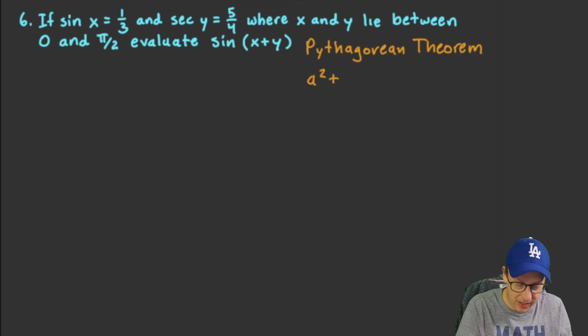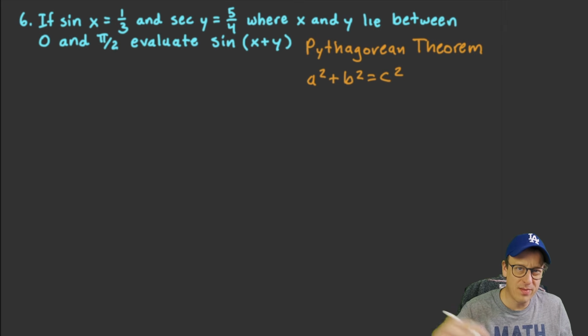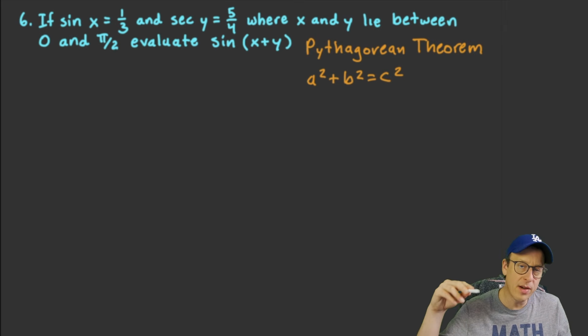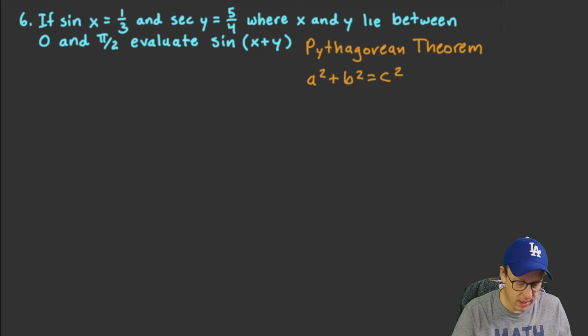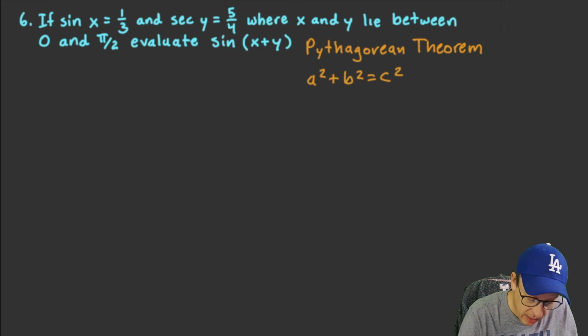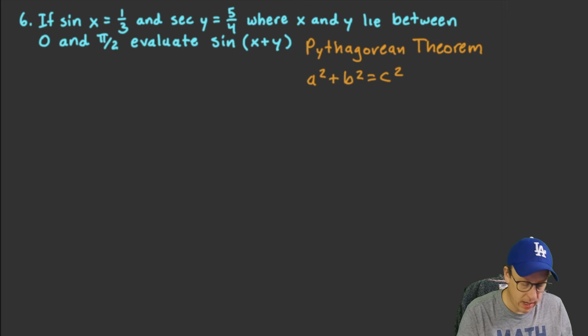So a squared plus b squared is equal to c squared. Just as a rundown to SOHCAHTOA, sine is equal to the opposite over the hypotenuse, cosine is equal to the adjacent over the hypotenuse, and tangent is equal to the opposite over the adjacent. I'm not going to write all those down. I think you guys already know that.